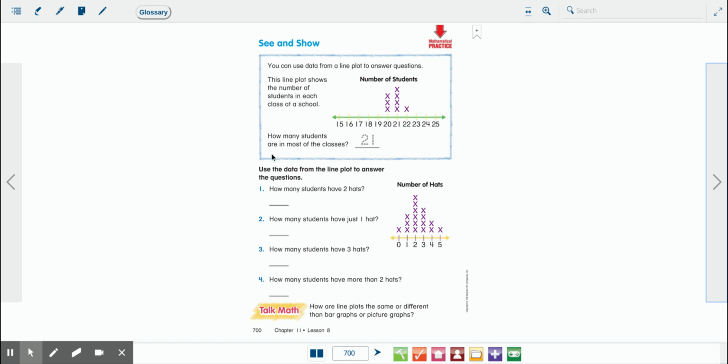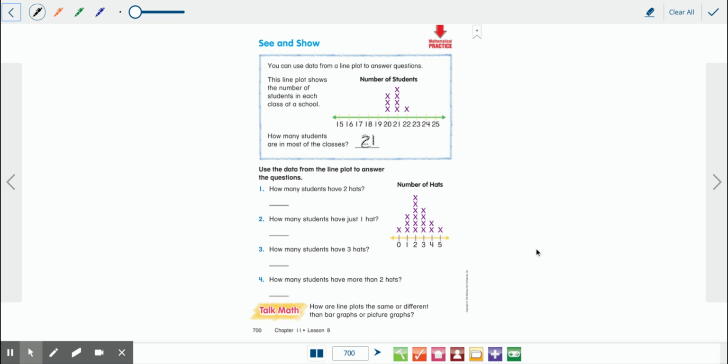So our question is, how many students are in most of the classes? Well, I see that 21 students has the most X's. So there are 21 students in most of the classes at this school. So you can trace your 21 if you haven't done so already.